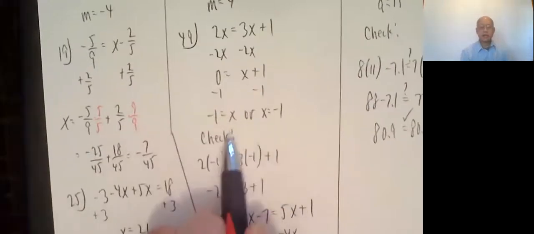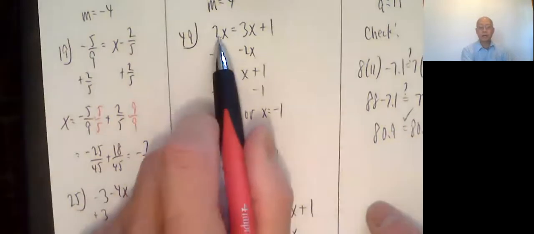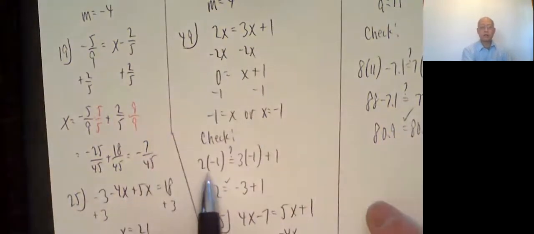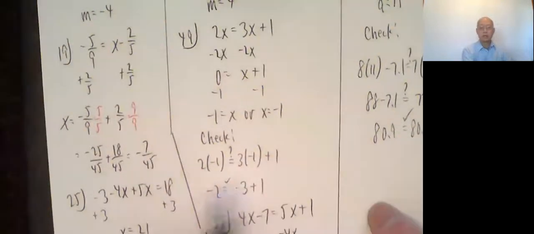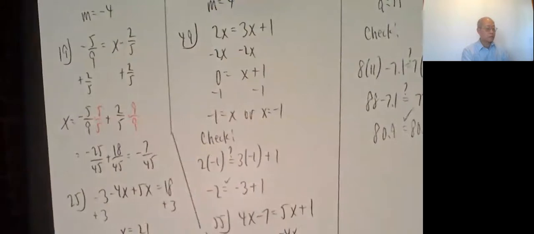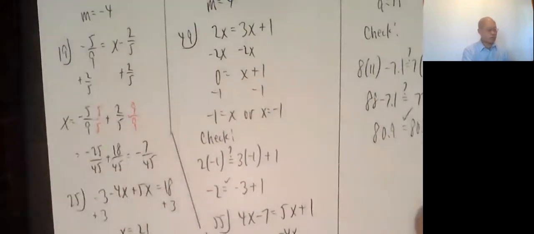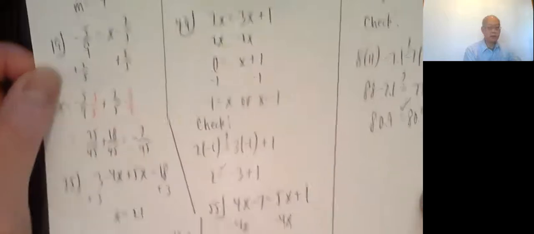You probably notice I didn't check too many of these. It's always a good idea to check your answers to see if you get the solution correct. So to check, I plug in negative 1 here and here. 2 times negative 1. Is it equal to 3 times negative 1 plus 1? Negative 2 equals negative 3 plus 1. That's correct. I mean, it wouldn't be wrong to check any of these problems. Certainly never anything wrong with checking your solutions.